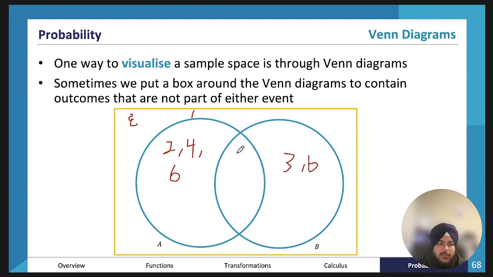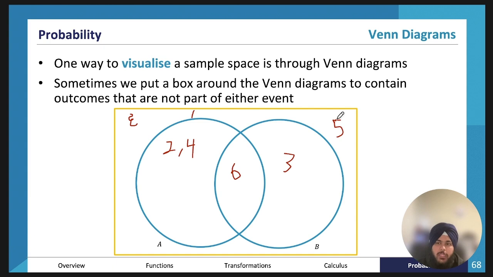Anything that's common, that's in both of them, we actually put in the middle. So 6, we won't write it separately. We will actually put it in the middle, like so. And any outcomes that are not part of any of these events actually go outside. So 5 would be a number that would be outside this.